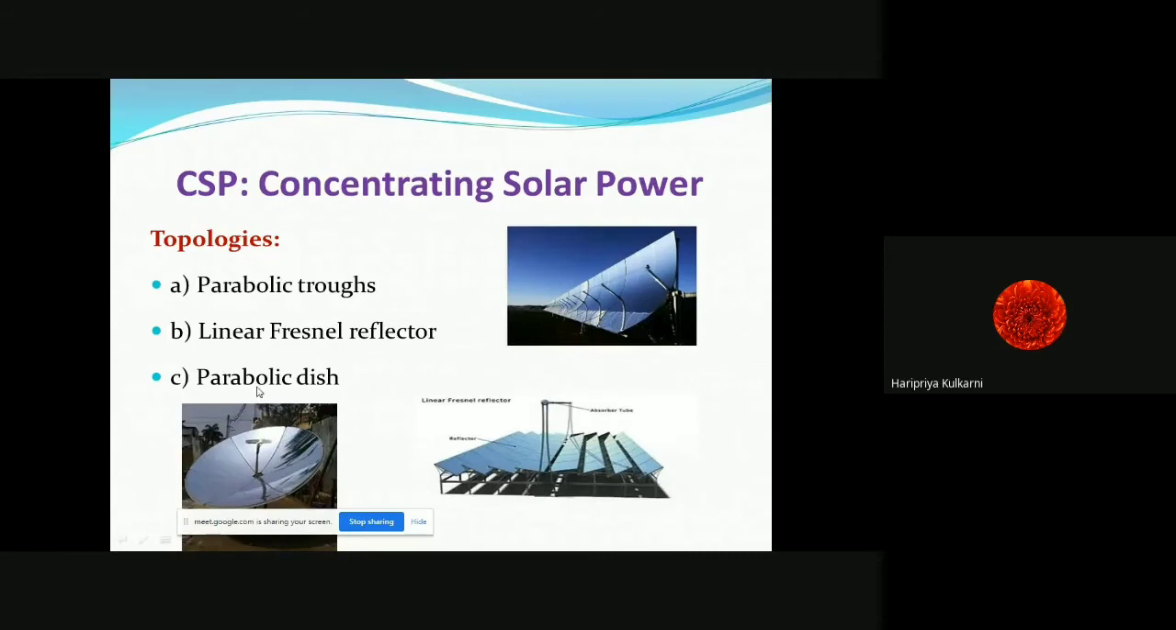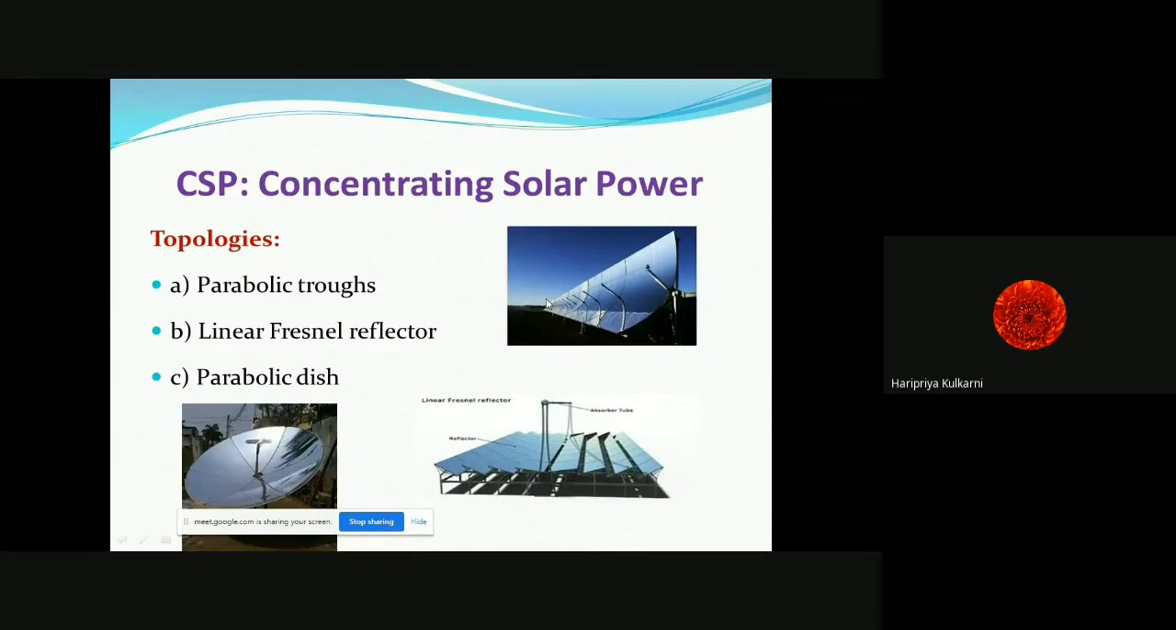And the third one is a parabolic dish wherein a point concentrator is utilized. See here, there is a single point at which all the sun radiations will get concentrated. So a parabolic dish is a single point CSP. In the linear Fresnel reflector, if you observe this arrangement, it is a line absorber or line CSP. Here also it is a line absorber.